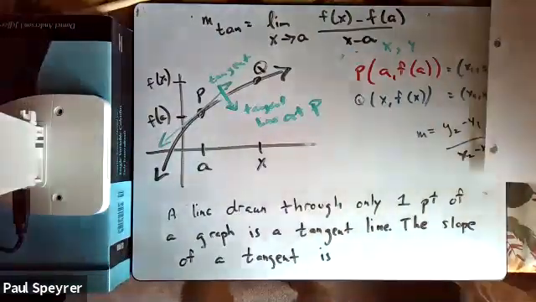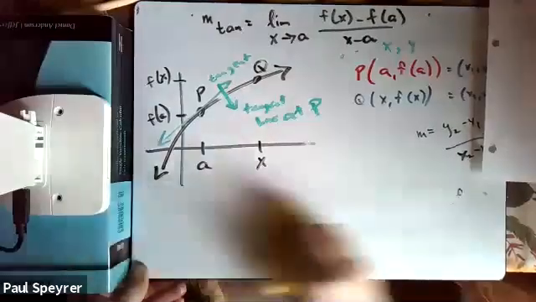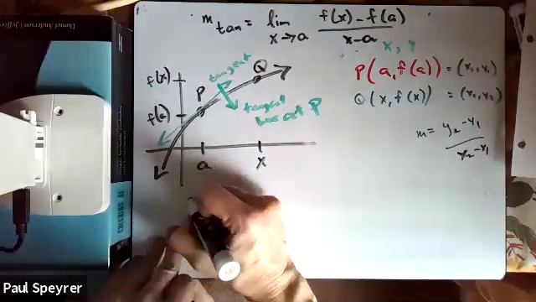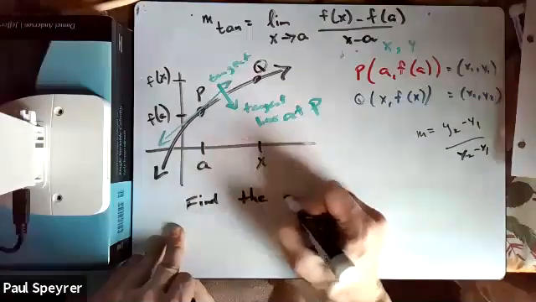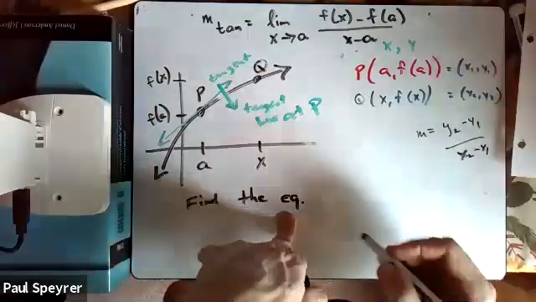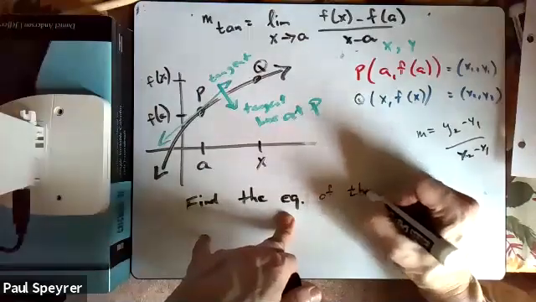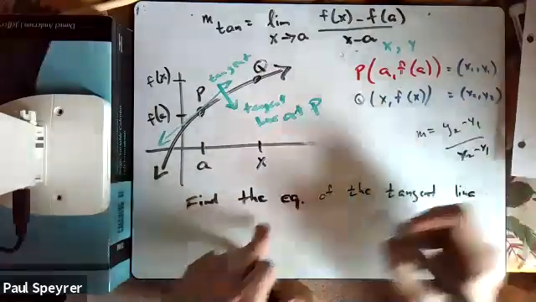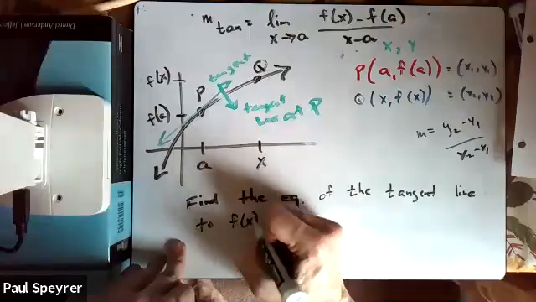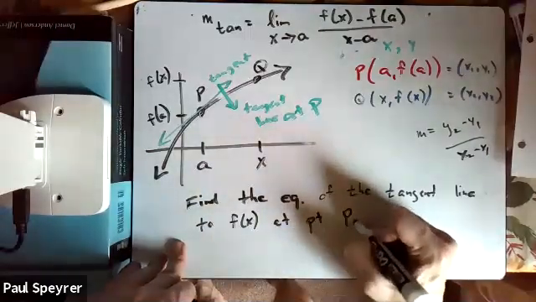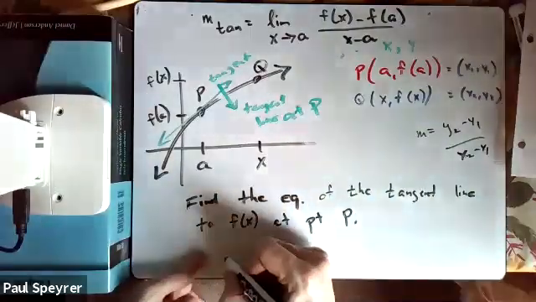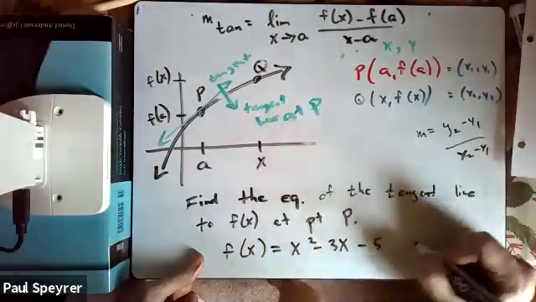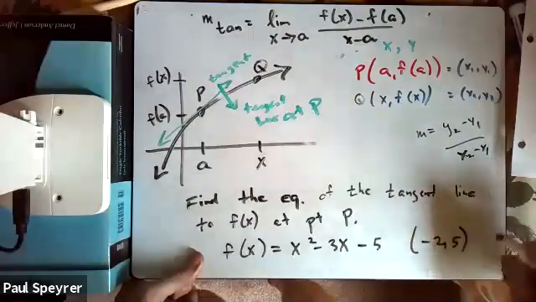So let's try some of these. So we want to find the equation of the tangent line to f of x at point P. So let's try f of x equals x squared minus 3x minus 5, and our point is negative 2, 5.